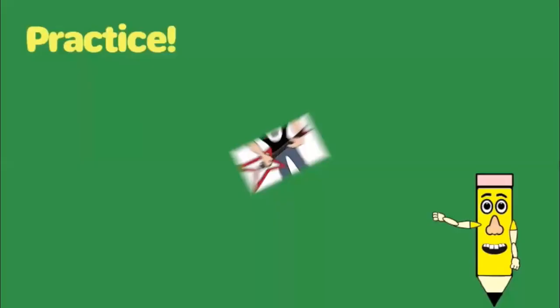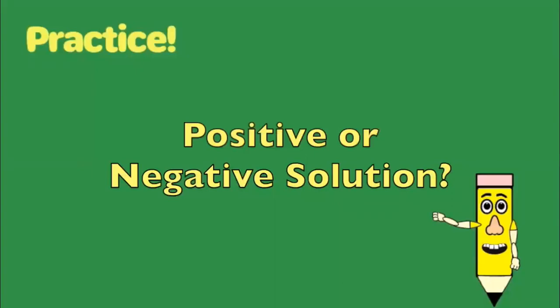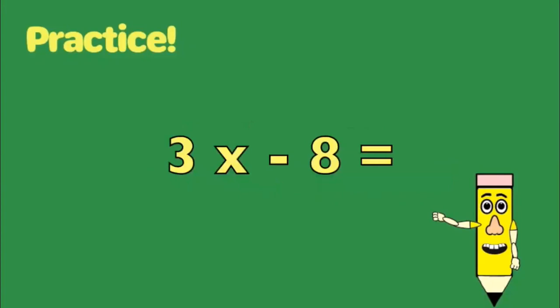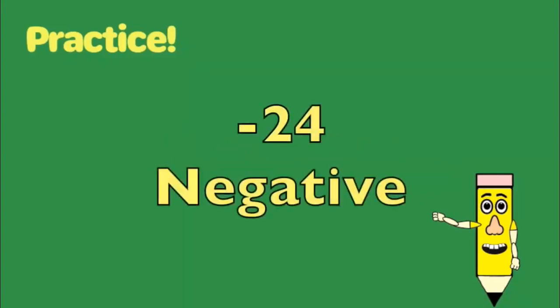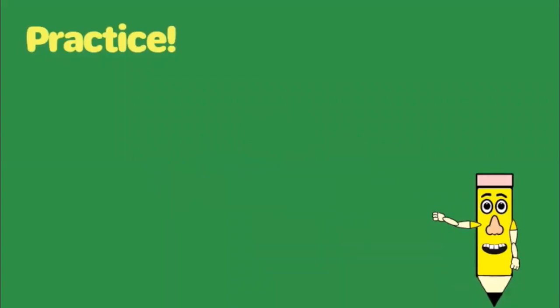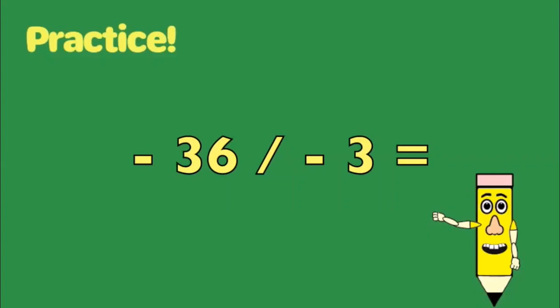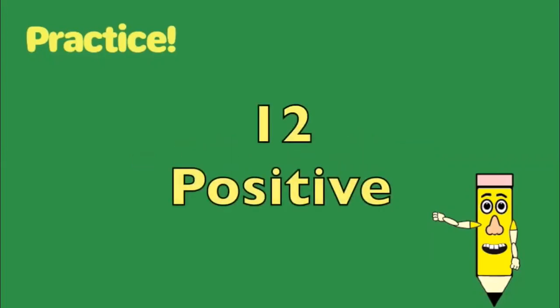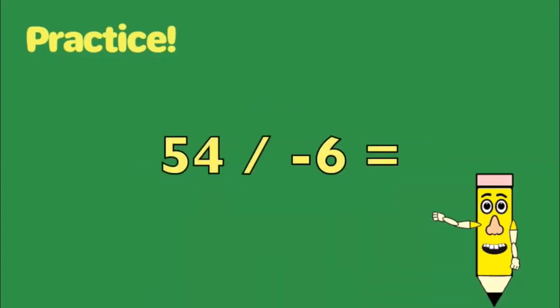Now let's practice a couple. Tell me whether the solution is positive or negative. 3 times negative 8. Negative 4 times negative 9. Negative 36 divided by negative 3. 54 divided by negative 6.